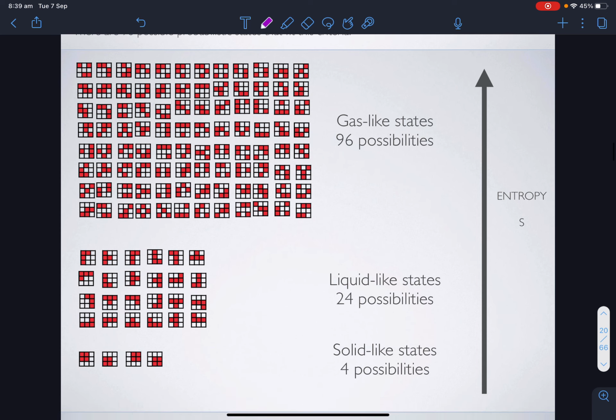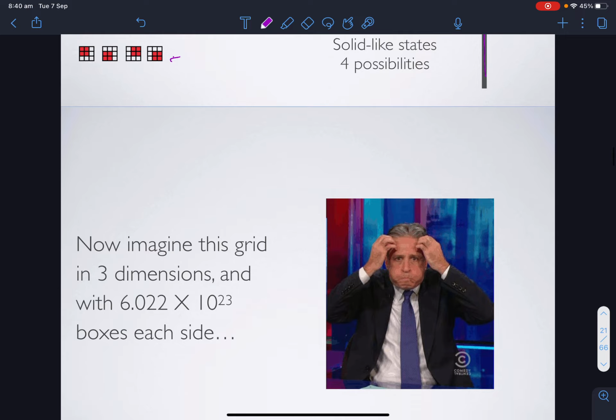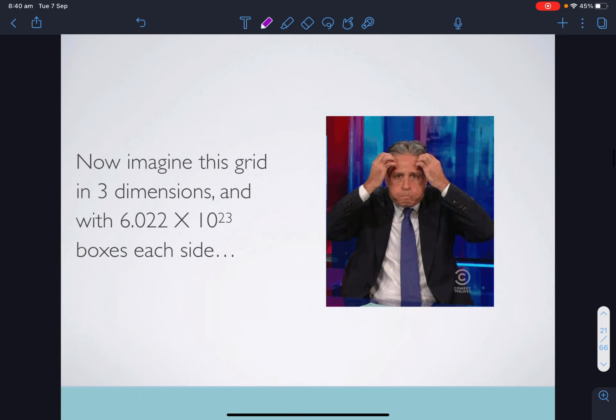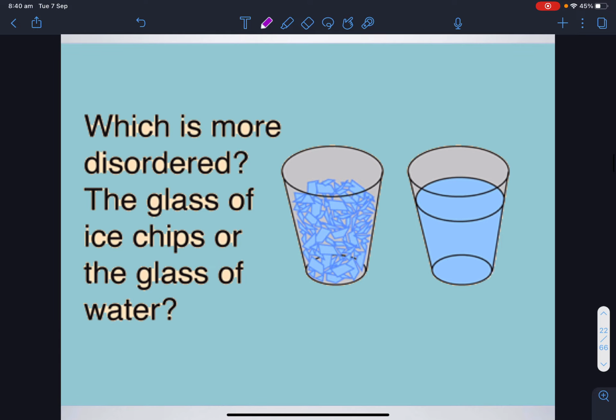So here I've got them all. I've got my solids down here, my liquids here where we had 24 states, and gas-like states had 96 possibilities. And so entropy is increasing up this way. That was nice and simple, a 3x3 2-dimensional grid. Now, I just want you to imagine, my GIF won't work, but you know the GIF. Imagine this grid is 3 dimensions, and let's just put 1 mole of particles in there, just to keep it simple, or 6.022 times 10 to the 23 boxes on each side. You can imagine how much randomness and disorder is coming into matter. It's an awful lot.